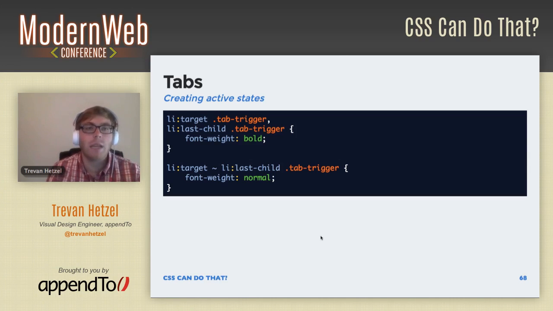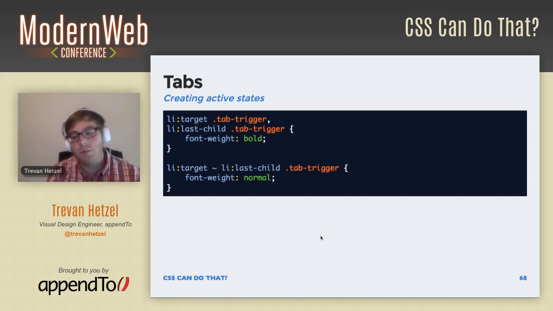But then to get the default state, we're going to select the last list item, and select its child, which is tab trigger, and set it to font weight bold. And then to remove that from the last child when another one is clicked, when a list item has target activated, we're using the general sibling selector to select the last child and change it back to font weight normal. If you're changing the color and the background and stuff like that, you'd have to do it multiple times, which is kind of annoying, I know.